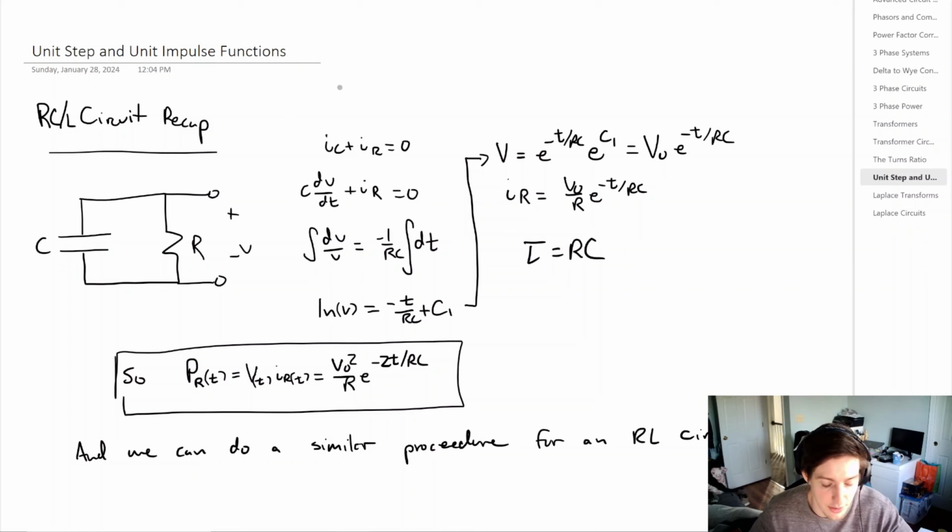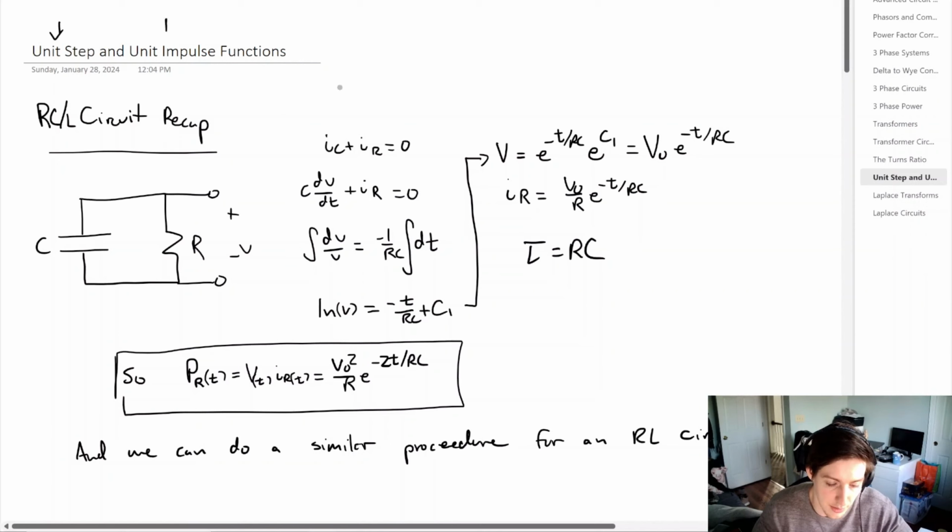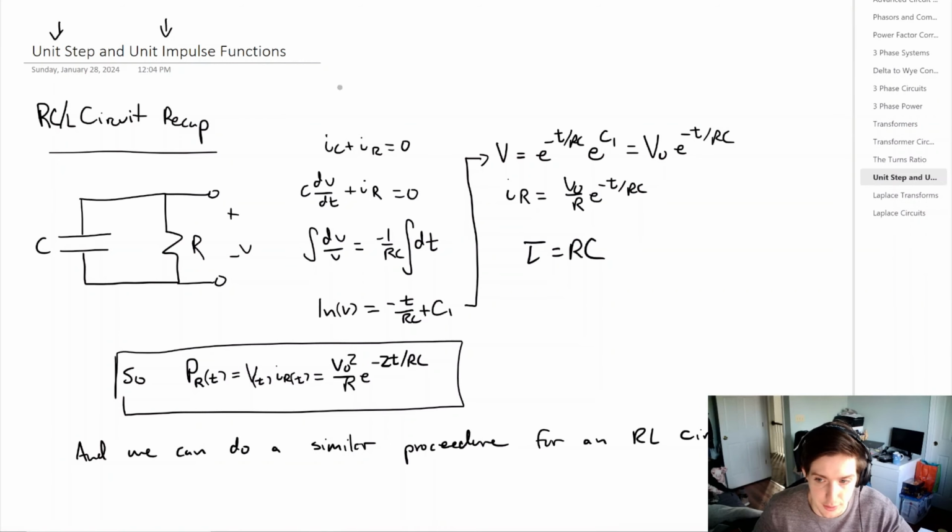As we near the halfway point for this course, we're going to look at the unit step and unit impulse functions. Now, to understand why these functions are important or how they can be used, we want to recall an RC circuit or an RL circuit.